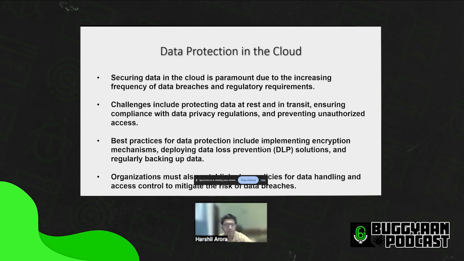The challenges, maybe the first and foremost, is encryption. Firstly, we need to ensure that whatever data we are storing or is in transit, it should be encrypted with whatever standards the company is following. As per today, AES 256 serves really well for data at rest and in transit both. So we can do that.